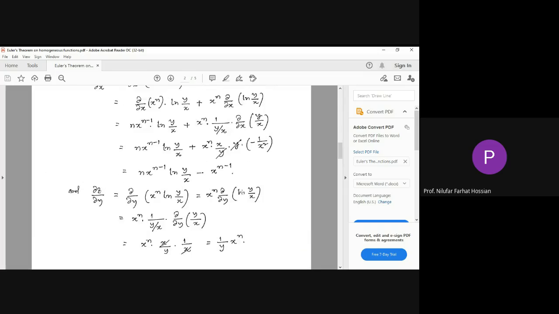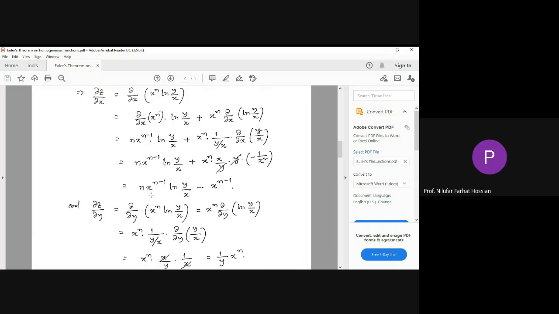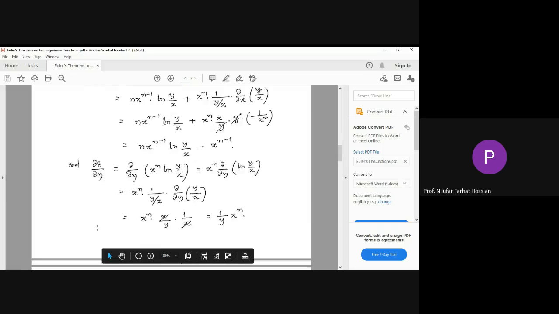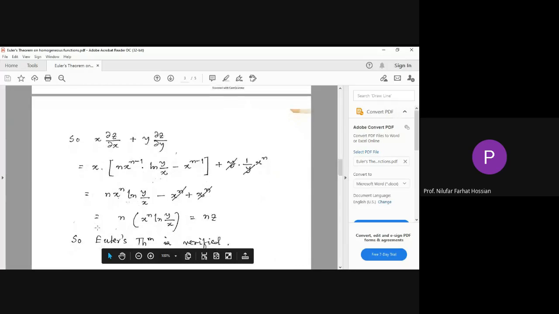Now you have to multiply this result by x and this result by y, and then take the sum of these two. So it will be x into, this is the value of del z by del x, and here y into del z by del y is x to the power n by y. So here y cancels out, and here it is n into x to the power n. Yes, because here the power is 1 and here it is n minus 1. So ultimately the power of x is n.